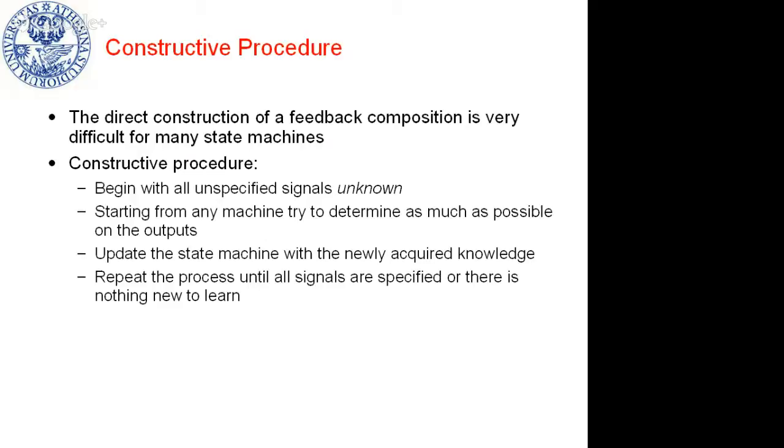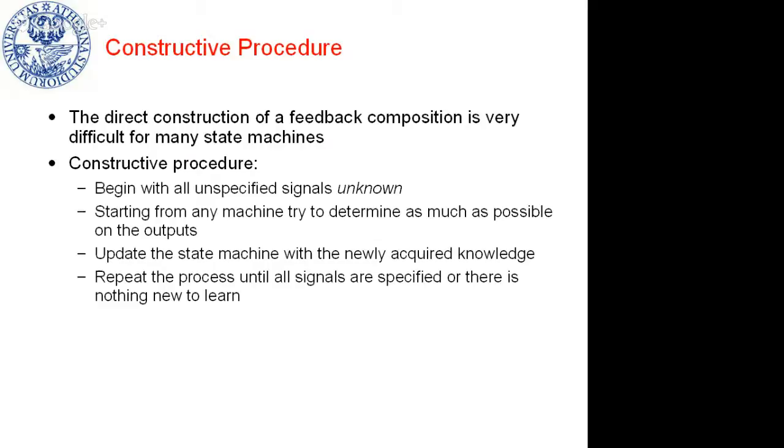So what you can do is compute the result of a composition also according to a procedure that is called constructive procedure. What is that you do? Well, you begin with a set of values that are at the beginning unknown for all these signals that are not specified. So you have your network of blocks or subsystems in your system. At the beginning, you assume that all the signal values that are not constant are unknown.